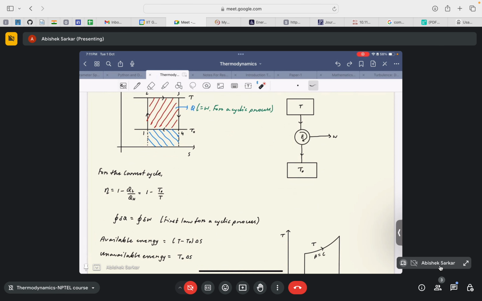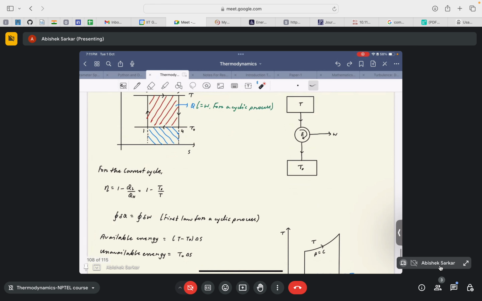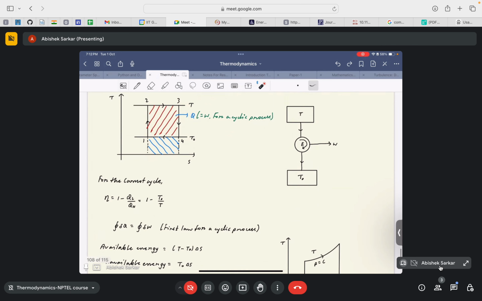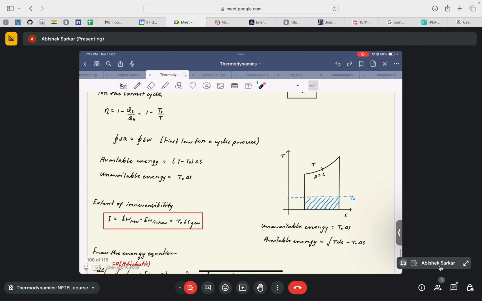This is the energy that we can never achieve. This energy will always be discarded as a consequence of the second law of thermodynamics, basically by the Kelvin-Planck statement. And so the net available energy would be given by (T minus T naught) into delta S. Okay, (T minus T naught) into delta S.